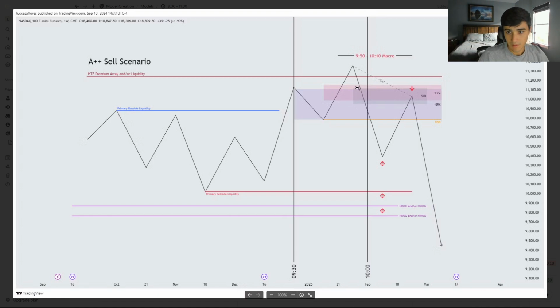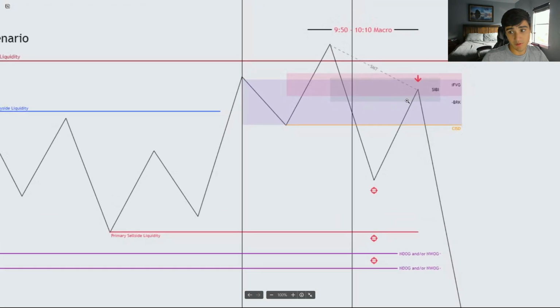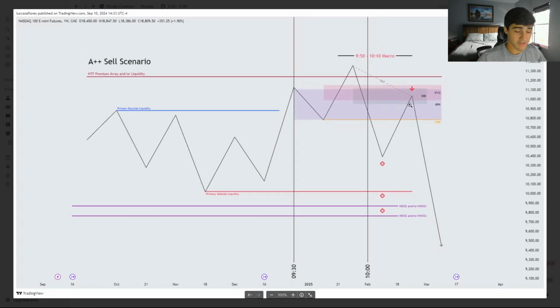So I want to see price trade into a higher time frame premium array and/or liquidity, and I want to see a sell signature, which is what I look for. First, I need to see a change in the state of delivery or market structure shift. I need to see a sell side imbalance, an inverse fair value gap, and a breaker. And that all happened today.